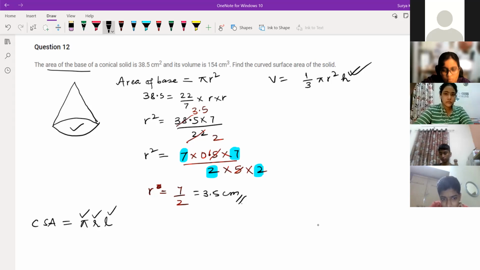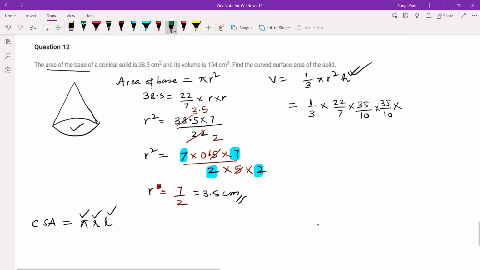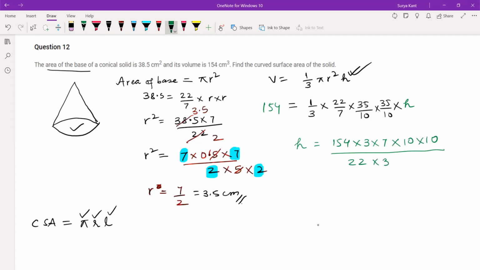So volume is equal to 1 by 3 pi, 22 by 7, radius is 35 by 10, again 35 by 10, into the height we have to find, and volume is given 154. So h is equal to 154 into 3 into 7 into 10 into 10 whole divided by 22 into 35 into 35. Is it clear to everyone? What was down here, we sent up, and what was up here, we sent down.